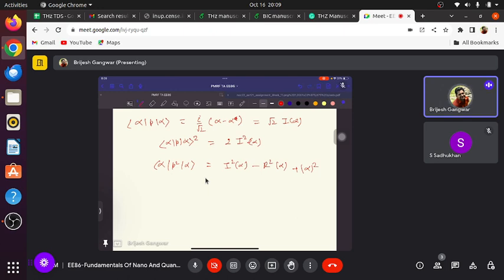Now if you calculate the value of uncertainty, that is x square average minus x average square and p square average minus p average square, it gives you 0 for these two. So this is not equal to 1 by 2. The Heisenberg uncertainty principle states that this should be more than a half. Where is the problem with this derivation?